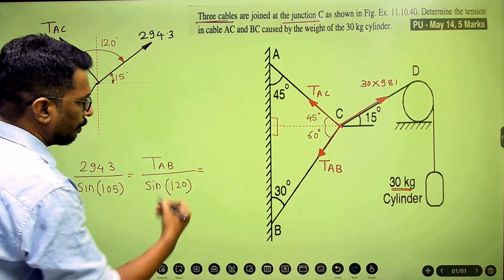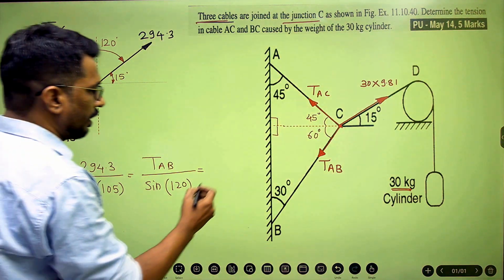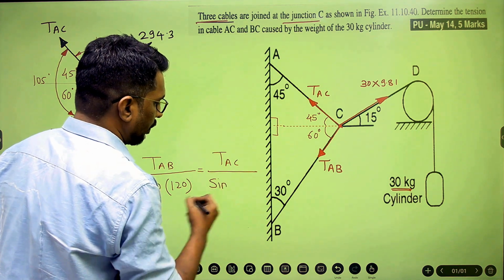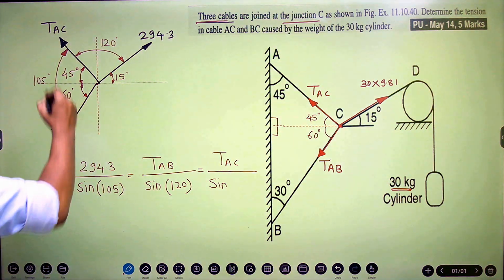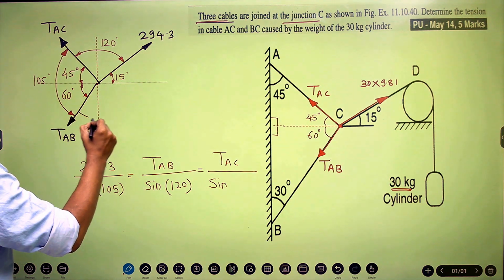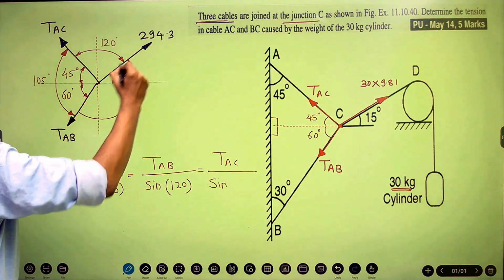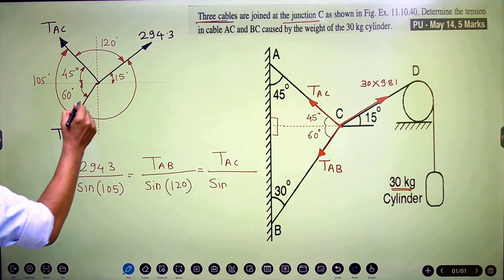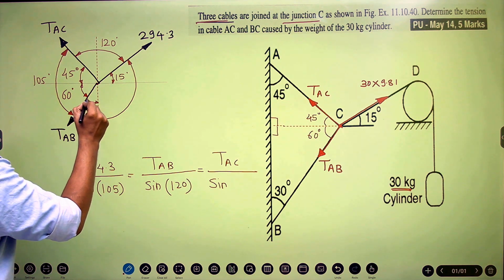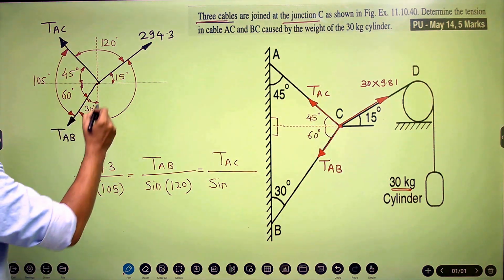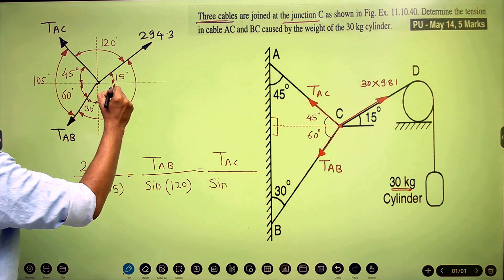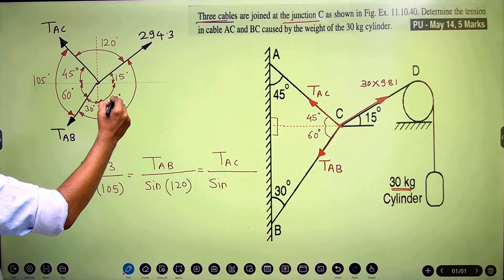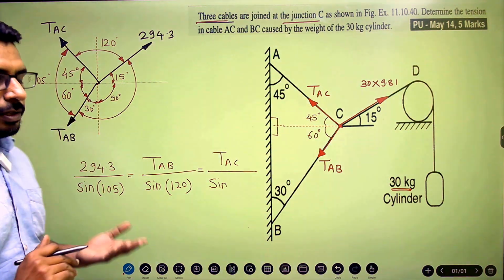120, which is equal to the last force, that is TAC, divided by sine of angle between other two forces. Now if I consider TAC, I want this angle. Now I know this is 60, so this becomes 30. This is 90, as you can see in the figure. So total angle is 30 plus 90, 120, 120 plus 15 is 135.